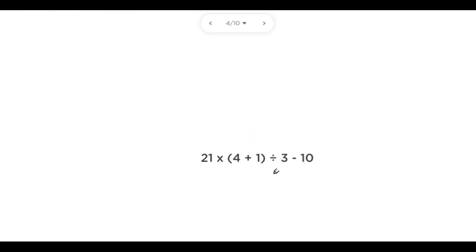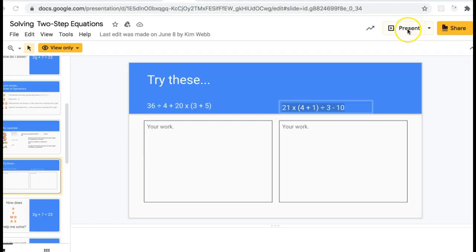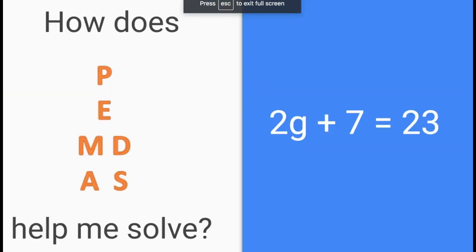Okay, let's take this guy right here. I'm actually going to stop there. I'm not even going to work this second problem. Let's go back to our PowerPoint. Okay, going back to our PowerPoint. I didn't work that second example.